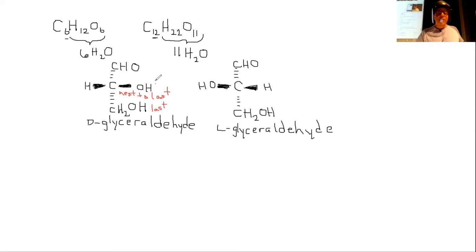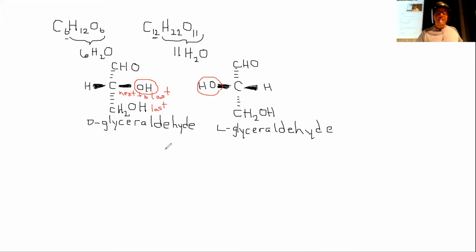And you want to look at the OH group on that next to last carbon. As it is, it's the only chiral carbon in glyceraldehyde, but the pattern will work for other larger sugars. And for the D sugar, the OH group is on the right side, and for the L sugar, it's on the left side. That's the difference between D and L sugars.